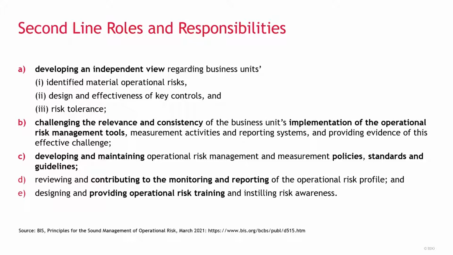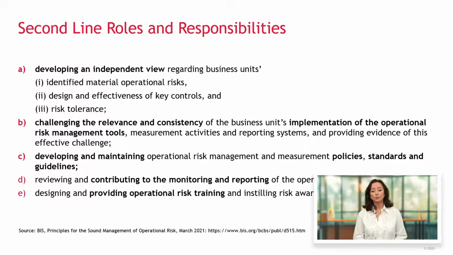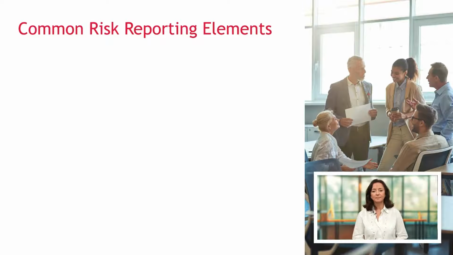Alongside the training role and the challenging role, the risk function, the second line, has a clear role of developing the measurement, management policies, standards, and guidelines for the rest of the organization and delivering training. Maintaining risk awareness and risk culture is a role for the 3 lines, all 3 lines.